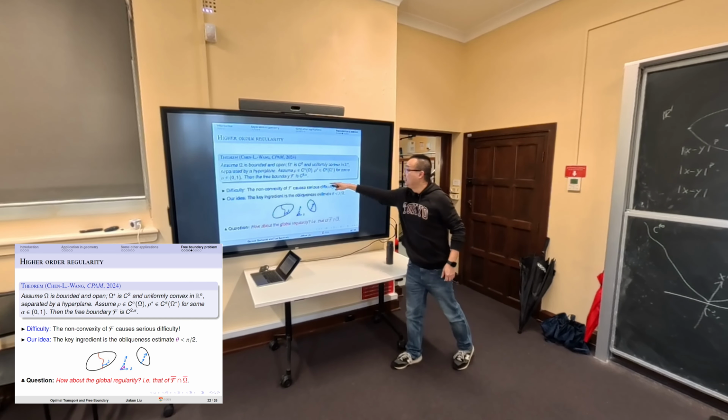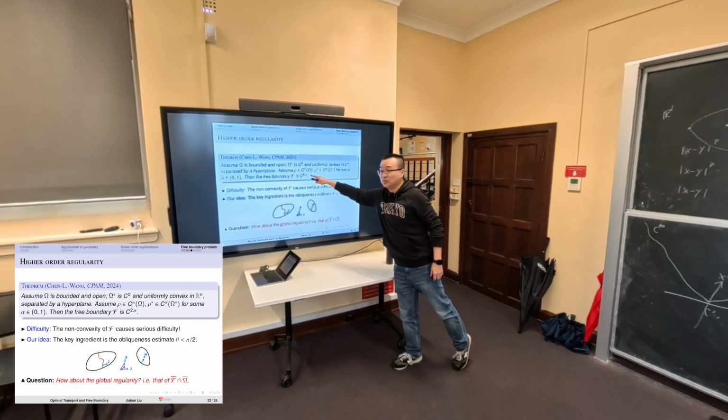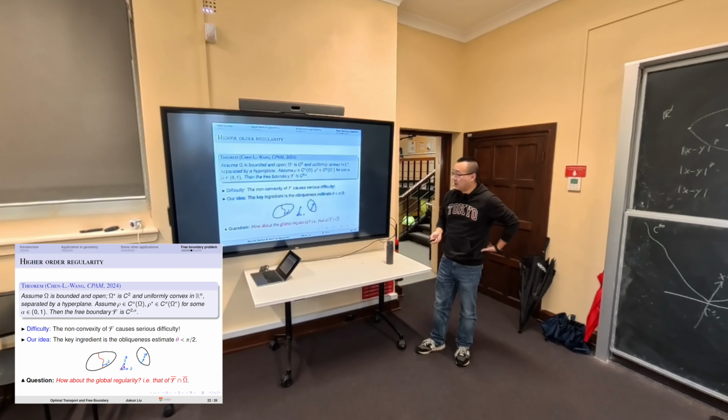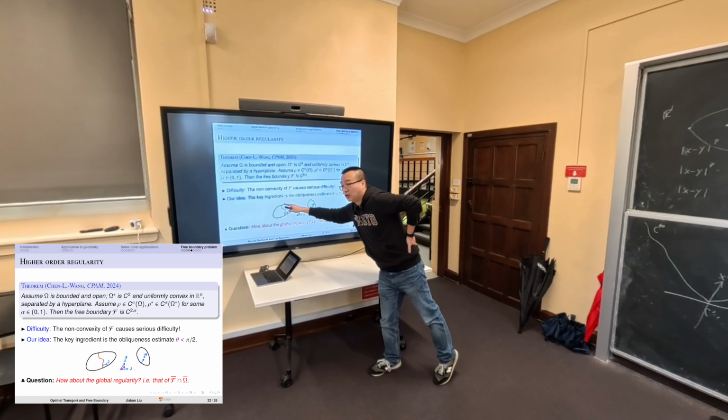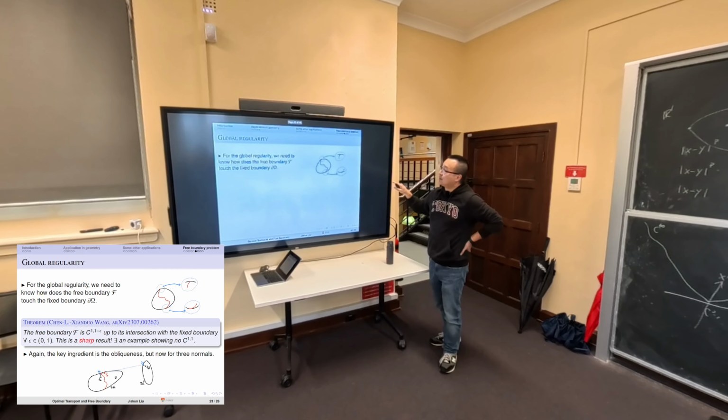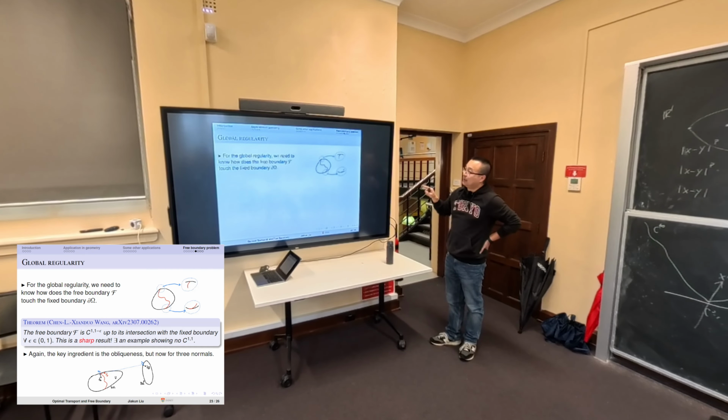Question is, okay, here the regularity means it is smooth inside. Now the question is, how about global regularity? Global regularity means what's the regularity at the corner, okay? So in order to study the global regularity, we have to divide into two cases.